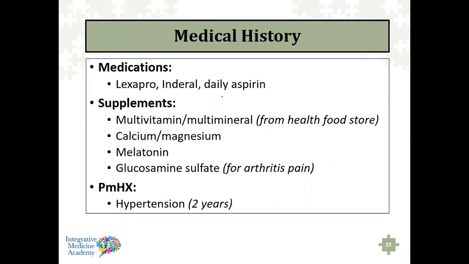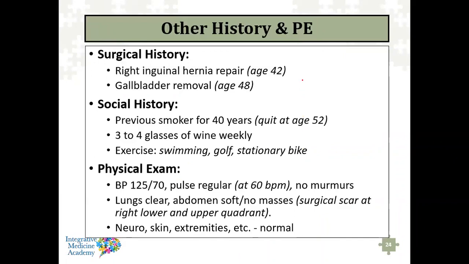Now, she's on a couple medications: a daily aspirin, Lexapro for depression, Inderal, which is propranolol, a beta blocker that was specifically used for the hypertension that had been diagnosed 2 years prior. She's taken a number of supplements: calcium, magnesium, some melatonin, some glucosamine sulfate, and a multivitamin mineral. When she was 42, she had a right inguinal hernia repair, and had her gallbladder removed when she was 48. Social history: smoked for many years.